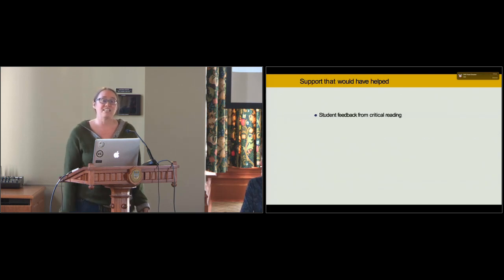Yes, so things that would have helped. One thing that we're still hoping to find a mechanism for is a bit more critical feedback. So the bug bounty is really good for saying, oh, there's a typo here, things like that. But for more critical reading, that's a tougher type of feedback to get.